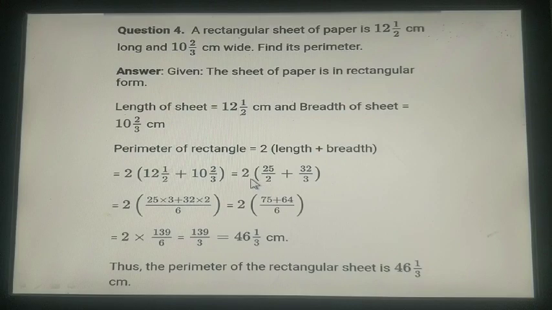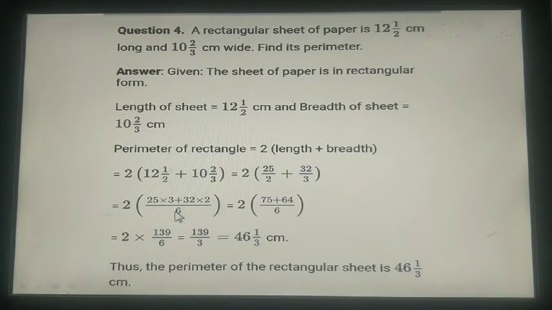Now this 2 has to be continued, children. Do not forget to write this 2 every time here. Open the brackets and write the converted form of your first fraction, the mixed fraction that you had, 12 1/2. The converted form of that will be 25/2 plus 10 2/3 has become 32/3. The next step, you can see very well that the fractions you have to add are unlike fractions. So the LCM of 2 and 3 will be 6.